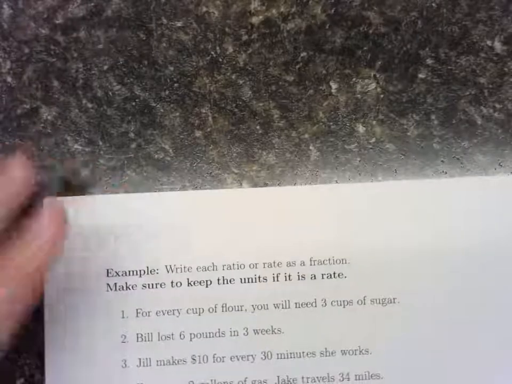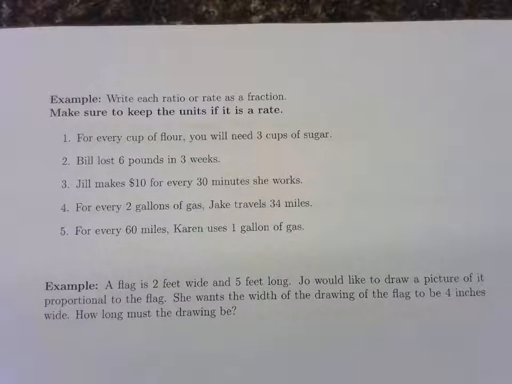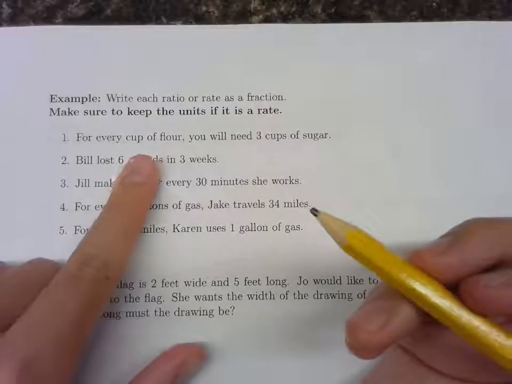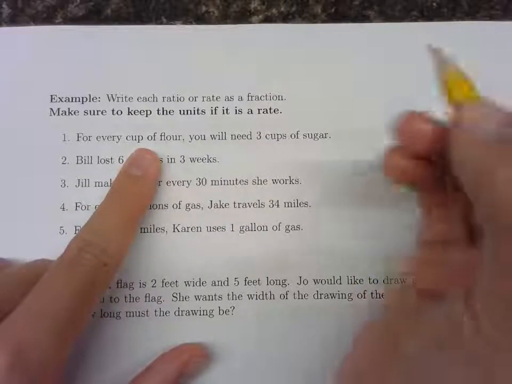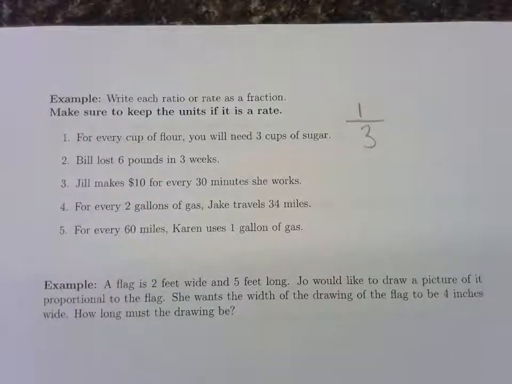Okay, moving on to page 2. It says write each ratio or rate as a fraction. Make sure to keep the units if it's a rate. So it's very important if you have a rate that you keep the units. Okay, so top of page 2 it says, number 1, for every cup of flour you need 3 cups of sugar. The units here are cups. We don't really need to keep the units. So for every 1 cup of flour, you have 3 cups of sugar. So that would be 1 to 3.